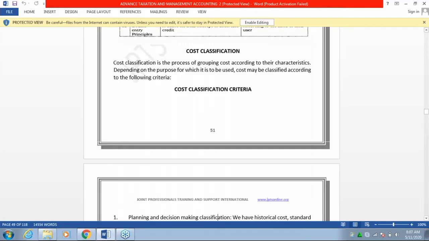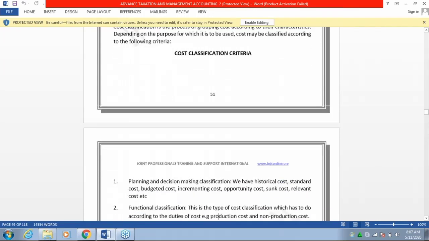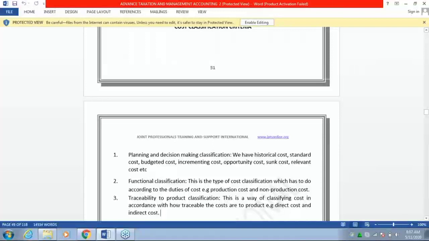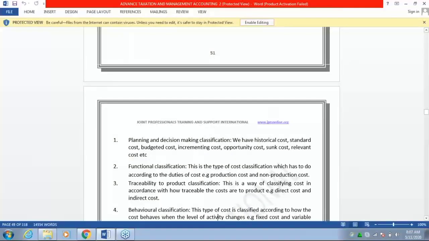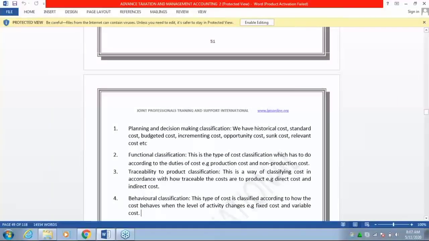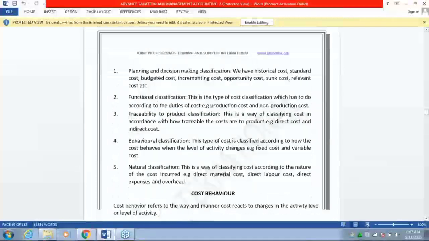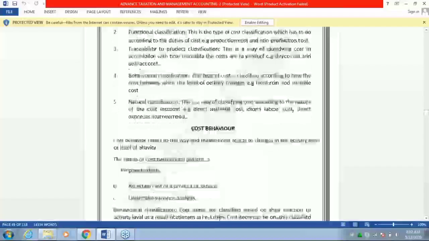Then cost classifications. When we are talking of cost classifications, it's just the process of grouping the cost according to their characteristics, depending on the purpose for which it is to be used. So cost may be classified according to the following criteria: planning and decision-making classifications, functional classifications, traceability to product classifications, behavioral classifications, then natural classifications.